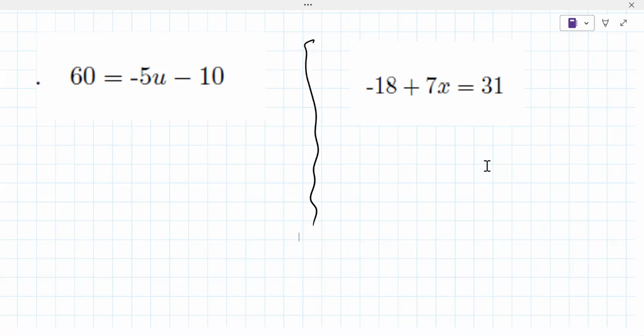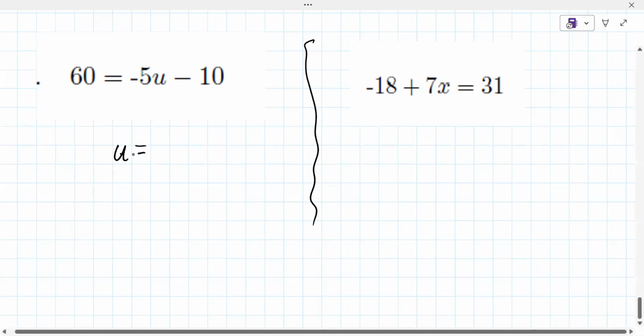All right, 1 minute left, Sourish, 1 minute. Okay, one is 70, two is 49. So the first one, U equals... what's your answer? 70. I'm sorry, 70, okay, and then for the second one, 49.